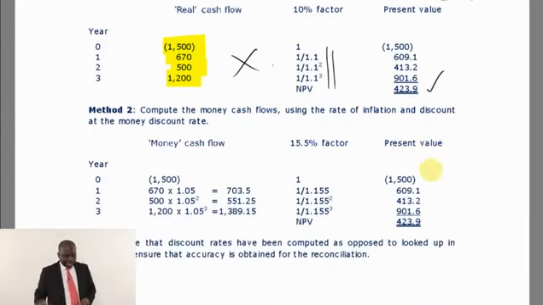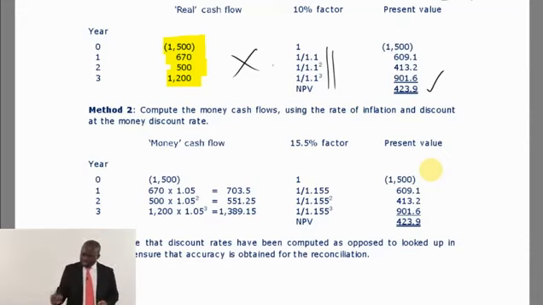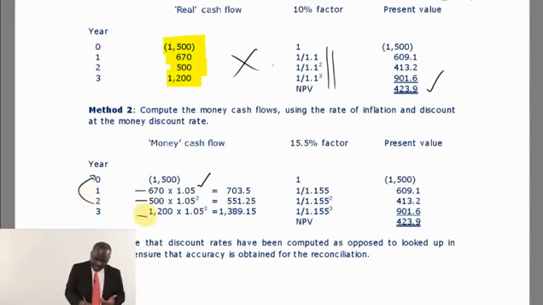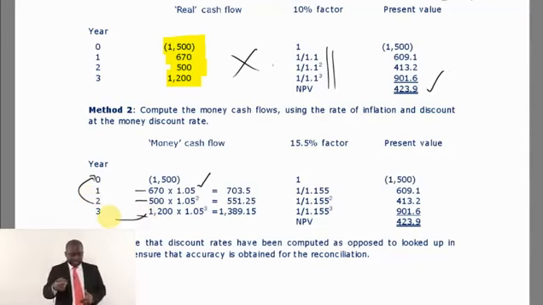The second method that we can use here is keeping the cash flows in nominal terms and then discounting them using the nominal discount factor. But look at something. The cash flows they gave to us were all in today's terms, and they were subject to inflation of 5%. So the 670 should be inflated by 1.05. The 500, which is in year 2, was in reference to year 0 because they said it is in today's terms. Therefore, you would have to multiply it by 1.05 raised to the power 2. And then the 1,202 was also in terms of today, so it should be 1.05 raised to the power 3.